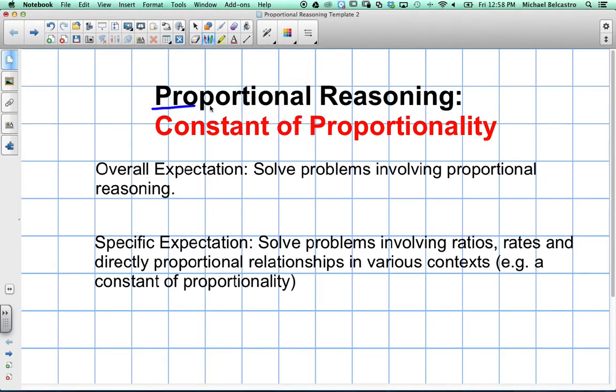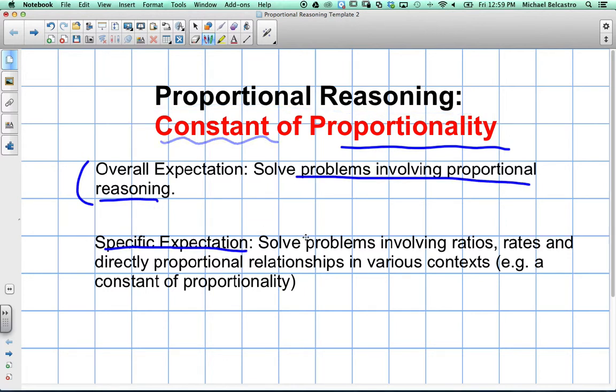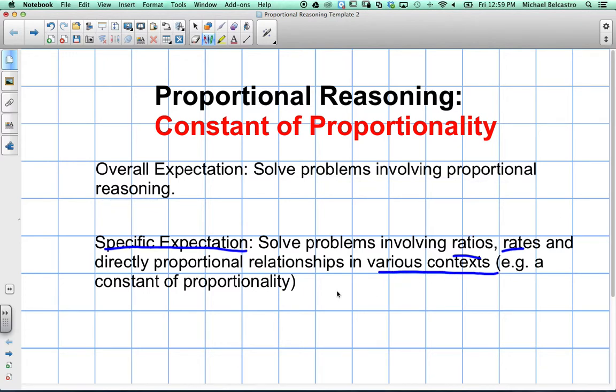Okay, we're going to be looking at proportional reasoning, and we're going to be using the method of constant of proportionality. The overall expectation is to solve problems involving proportional reasoning, and our specific expectation is to solve problems involving ratios, rates, and directly proportional relationships in various contexts. And this example will be constant of proportionality.